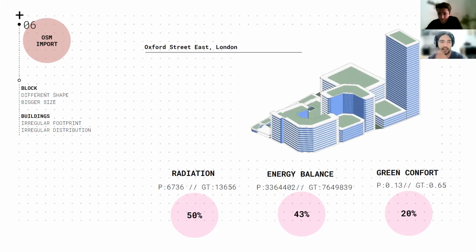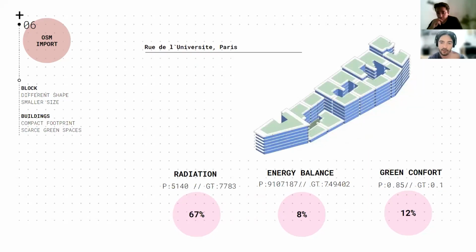And on the next slide, we did the same thing, but at the other extreme. We took a very small block from Paris, medieval era, with a compact footprint and scarce green spaces. And as expected, the values were quite low.